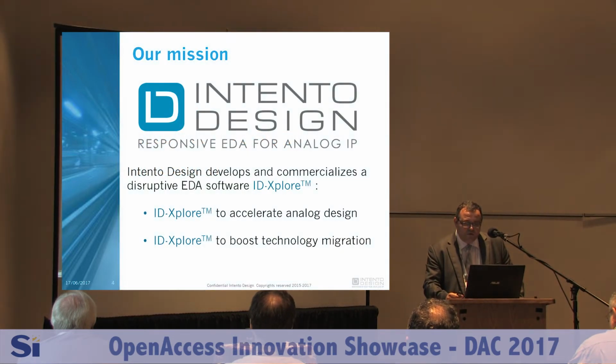So as you see in the logo, Intento Design means design by intentions. It means that the designer has to express his electrical constraints. And based on these electrical constraints, we have a responsive EDA that will react to give him the correct sizing and biasing very quickly. So today, Intento Design develops and commercializes ID Explorer to accelerate analog design, but more important, to accelerate technology migration.